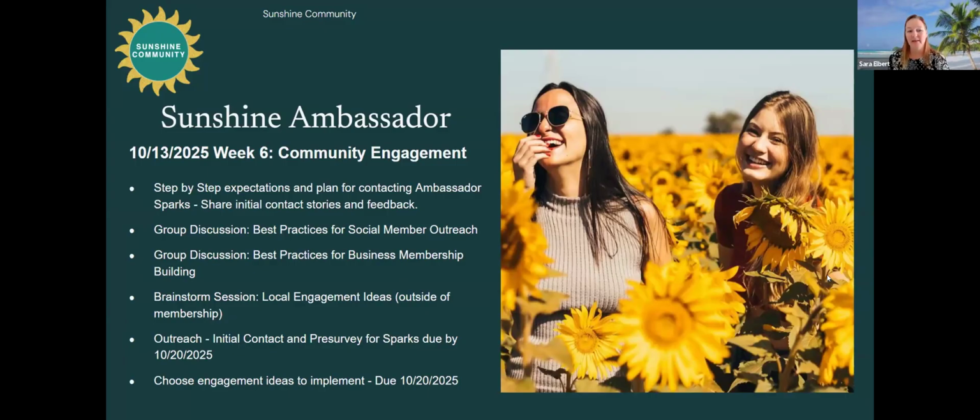So we're going to go over step-by-step expectations and a plan for contacting ambassador sparks. You should have gotten a list of your ambassadors, and I'm going to do a text introduction with each one of your members. You guys are the ambassadors. I already did that for 3 ambassadors. It just takes a little bit of time, so I'm working on yours today. And then it kind of goes over a plan. You guys are all professionals. You don't have to stick to my plan exactly.